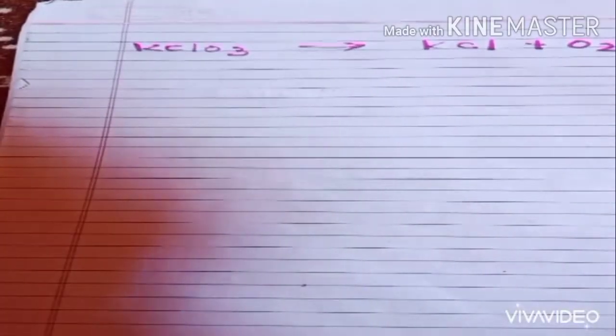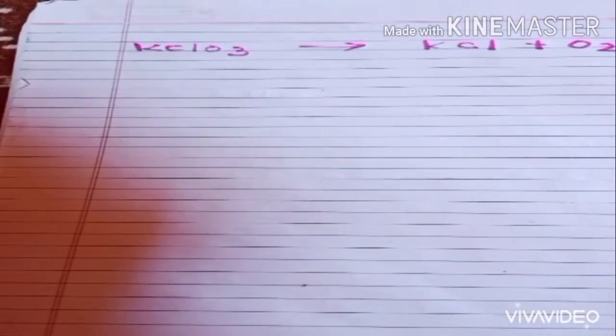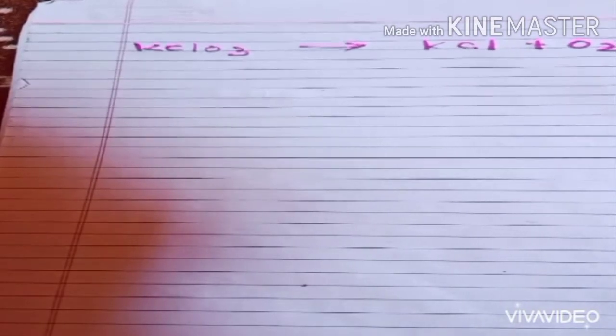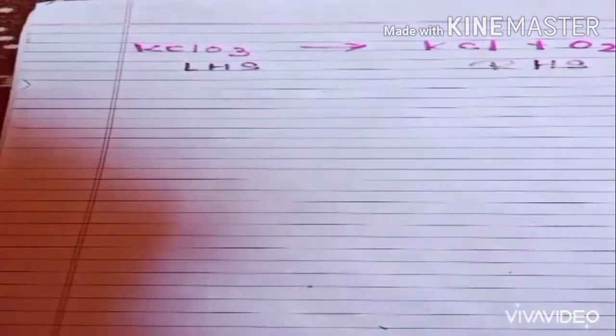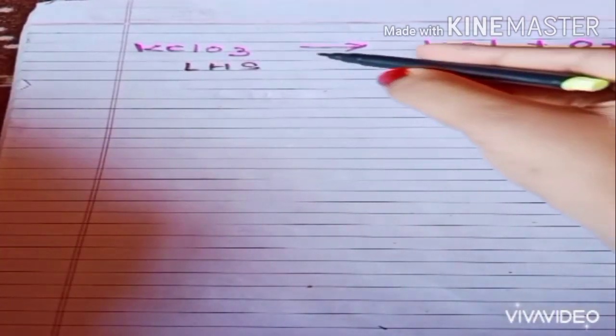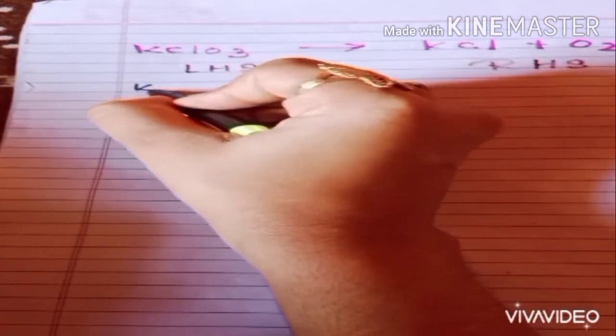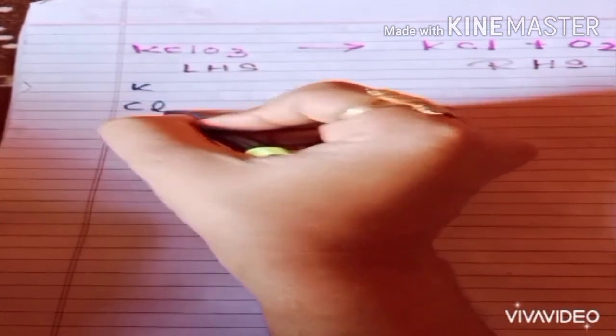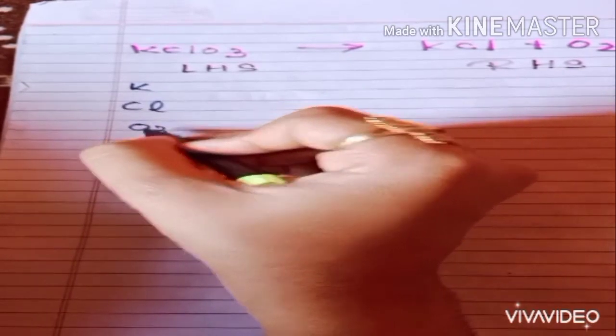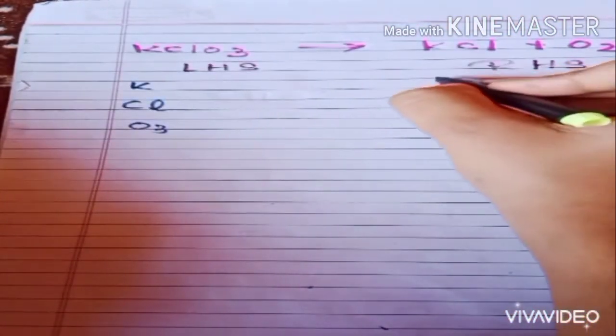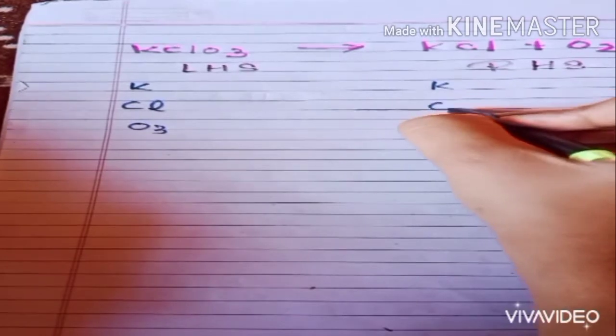Now let's take another example. What is my first step? My first step is right here LHS and right here RHS. My second step is right here, all the atoms on the LHS side. There is potassium, chlorine and oxygen. Similarly, we have to write on the right side potassium, chlorine and oxygen.